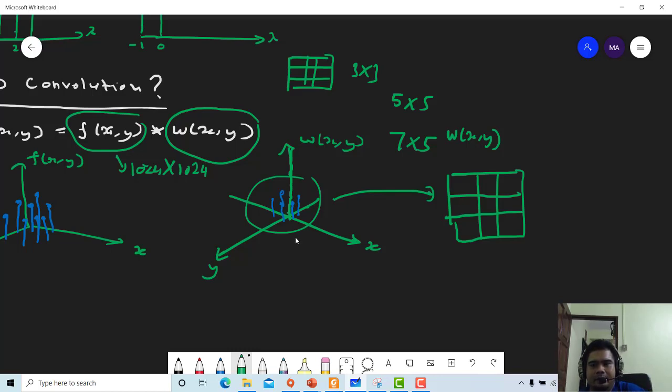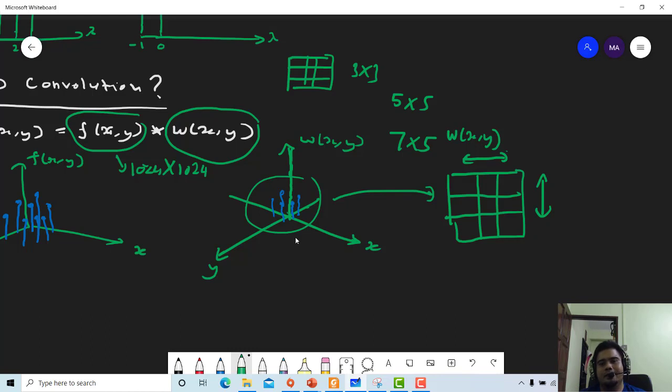You are flipping in two directions. First you flip in the x direction. Once you finish flipping in the x direction, you also need to flip in the y direction. So let's say this is my window or my kernel, then I flip this way. Once I finish, that intermediate output I need to flip in that way, because this is two-dimensional convolution. So that's how two-dimensional convolution works.